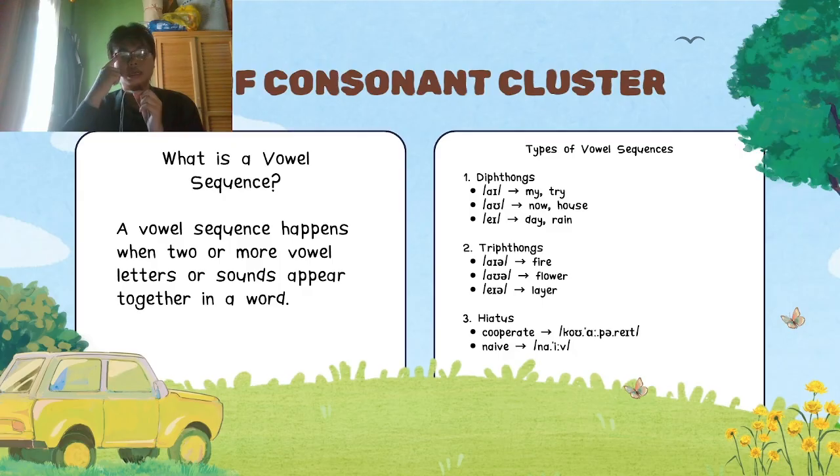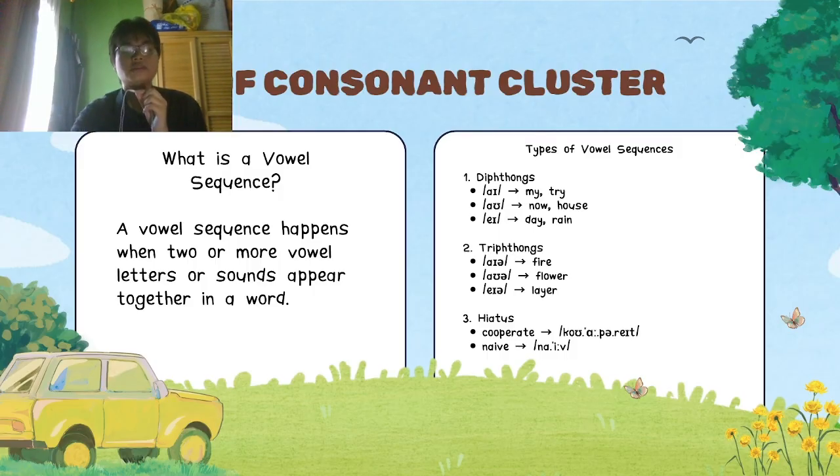The first one is diphthongs. Diphthongs are 2 vowel sounds that glide together in one syllable, like I in my, try; O in now, house; A in day, rain; oi in boy, coined; O in go, show; E in here, hair, pure. The mouth moves from one vowel position to another during pronunciation.